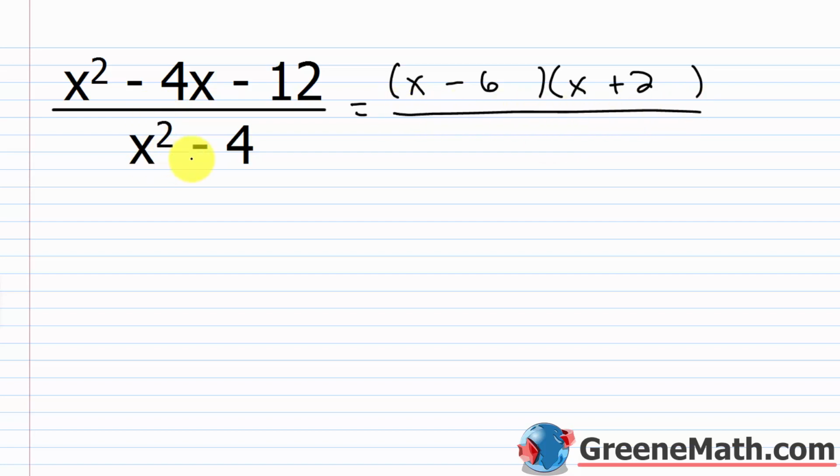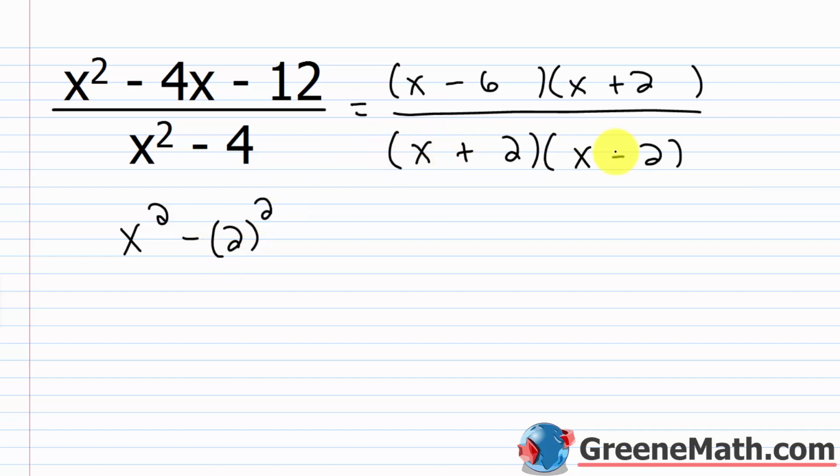For this guy, x squared minus 4, it's the difference of two squares. So we talked about this. This factors into x plus 2 times x minus 2, right? Whatever squared here minus whatever squared here. This is basically x squared minus 2 squared. Okay, so that's how we get this. So I can cancel this with this, right? X plus 2 in the denominator with x plus 2 in the numerator.